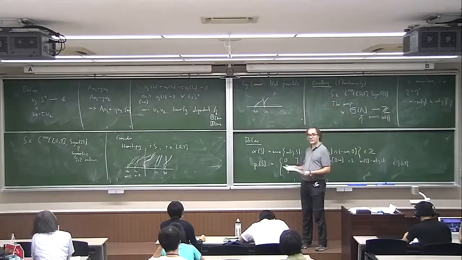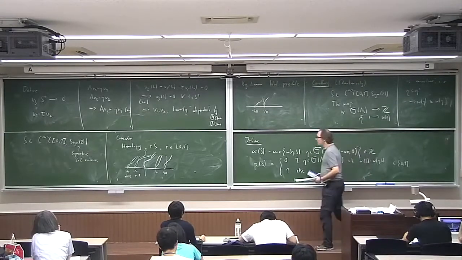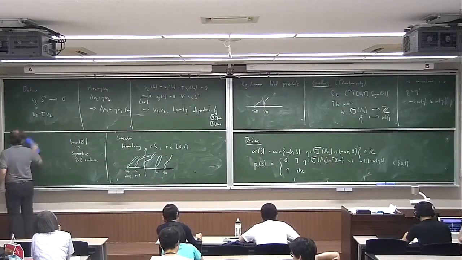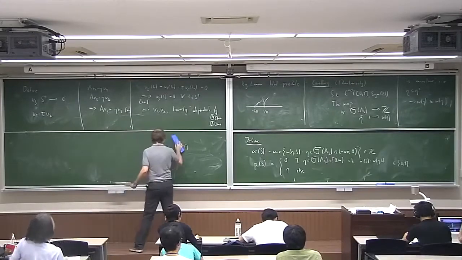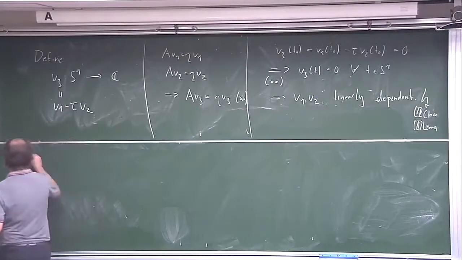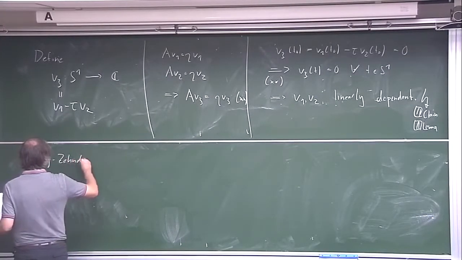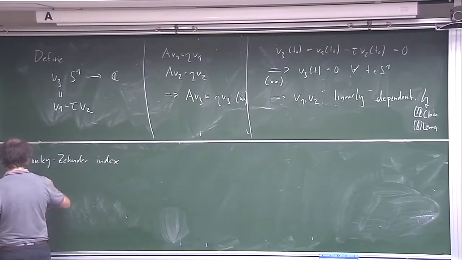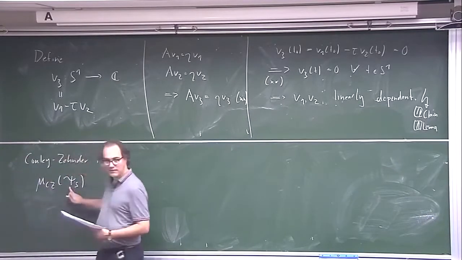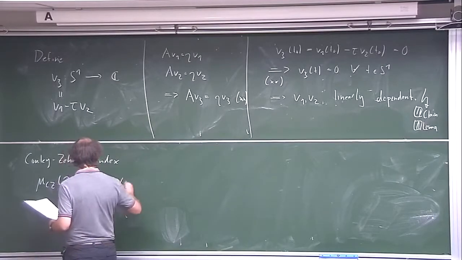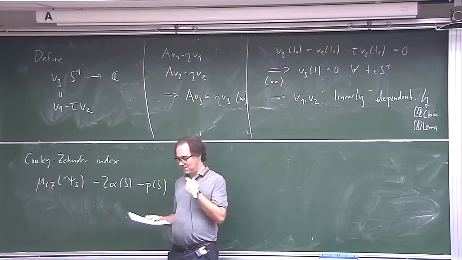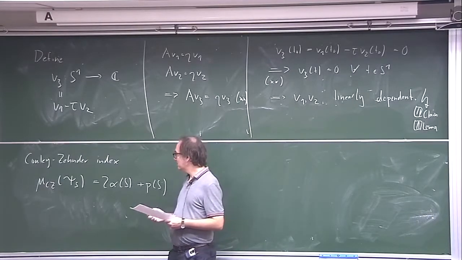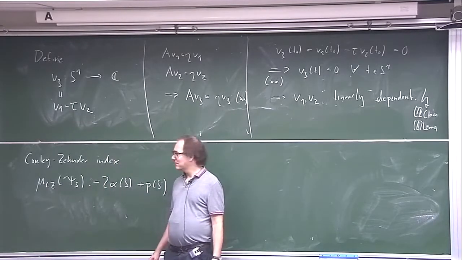And then we define the Conley-Zehnder index. So mu Conley-Zehnder of this path of symplectic matrices is 2 alpha of S plus the parity. And now I think for today this is enough.